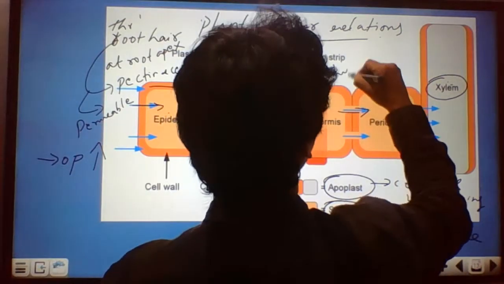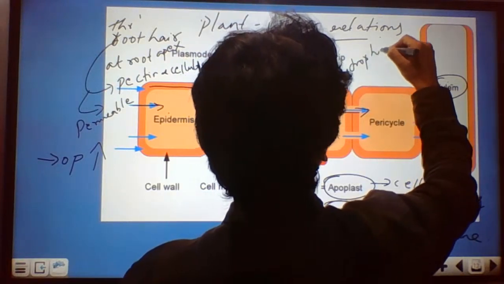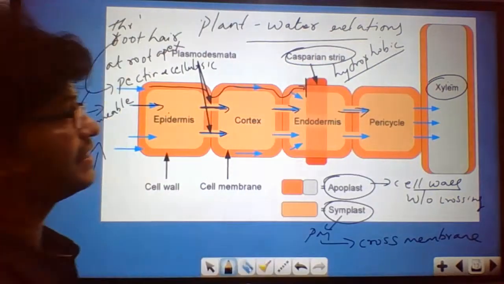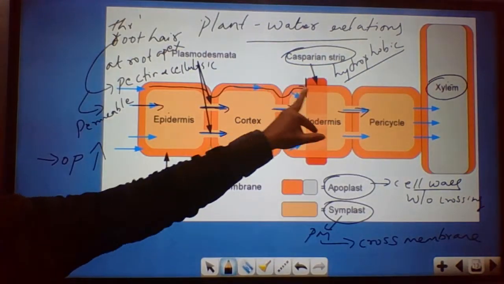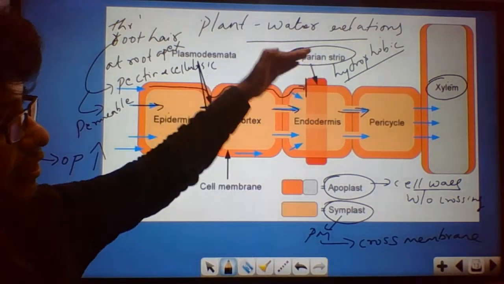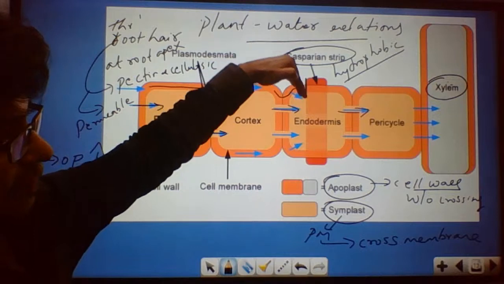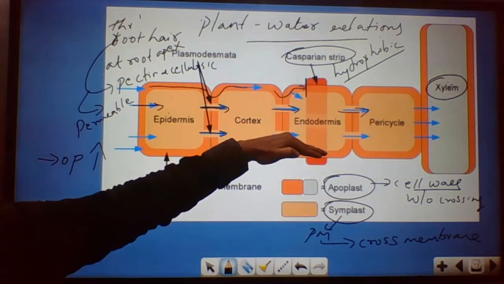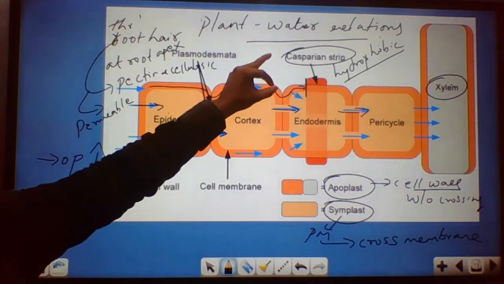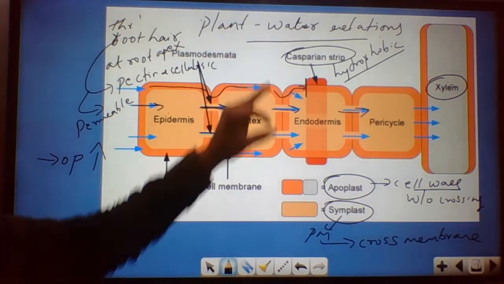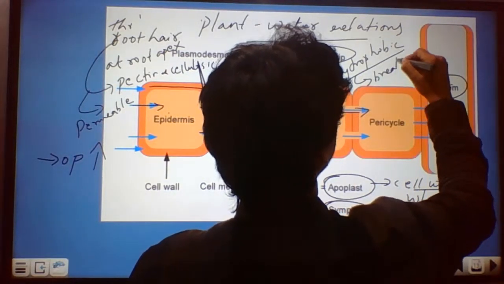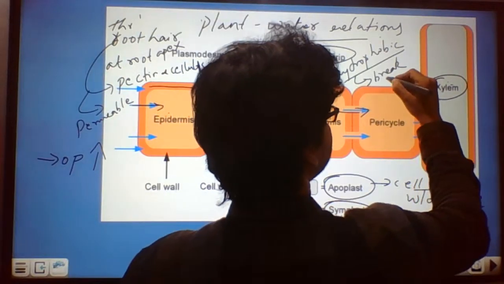Can someone tell me what the hydrophobic compound present in this Casparian strip is? It is present exactly in the endodermis, and it will not allow these molecules to move. They will stop there, and then they have to get inside the endodermis. So there is a hydrophobic substance present in the Casparian strip, and this breaks the apoplast pathway.